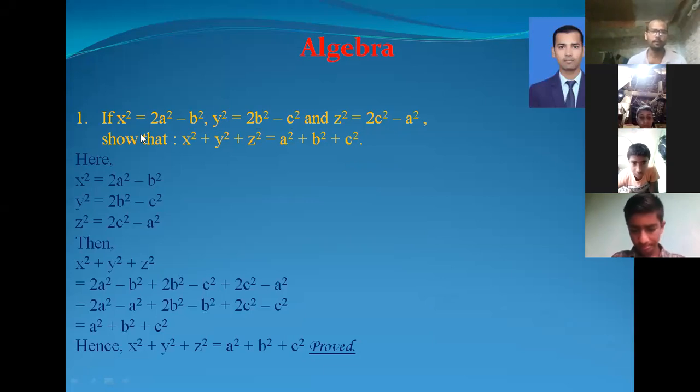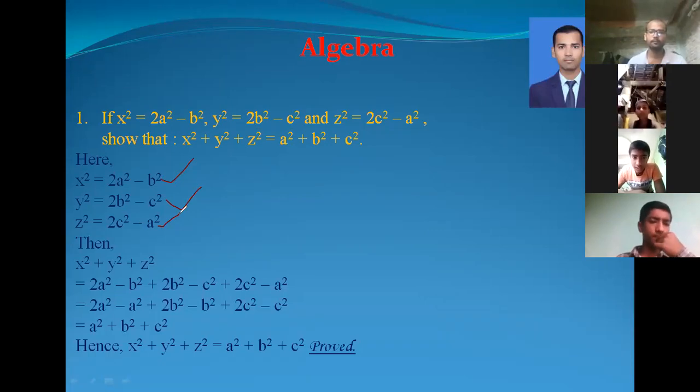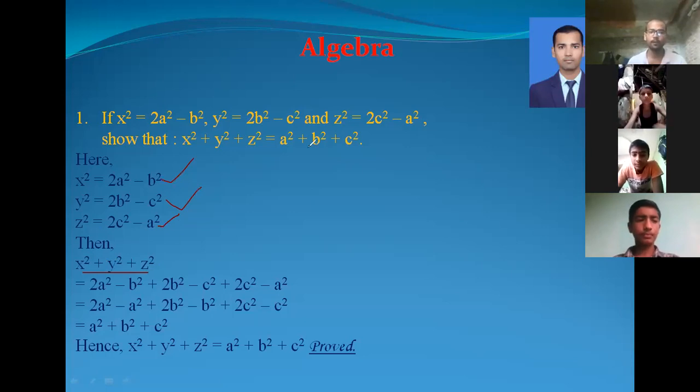As you can see on the screen, x square is equal to 2a square minus b square, the value of x square. Similarly, y square is equal to 2b square minus c square, and z square is equal to 2c square minus a square. Then we have to find x square plus y square plus z square, and the answer would be a square plus b square plus c square.